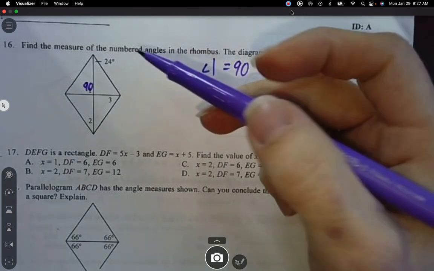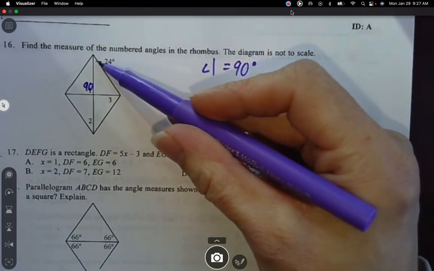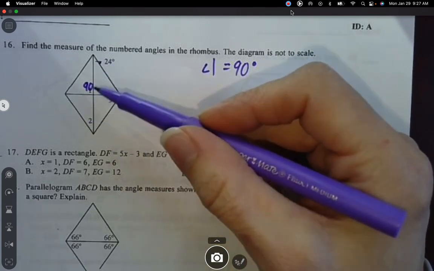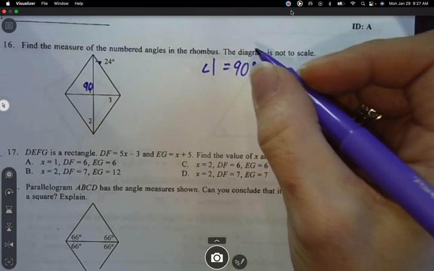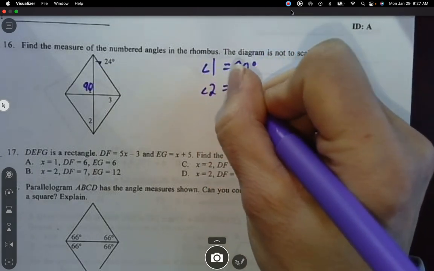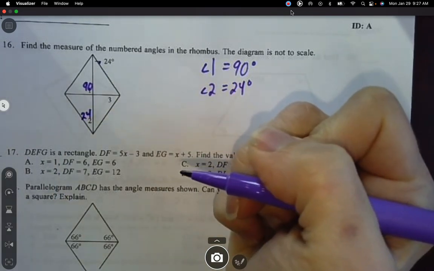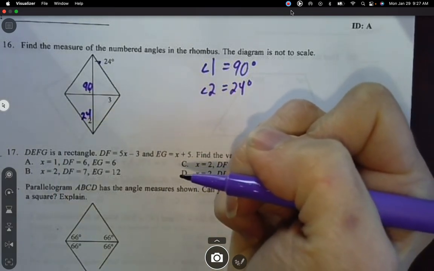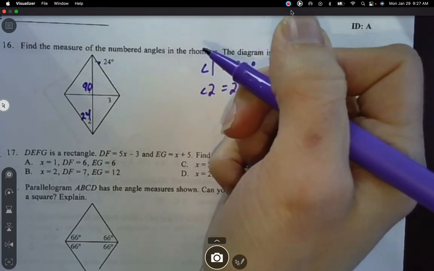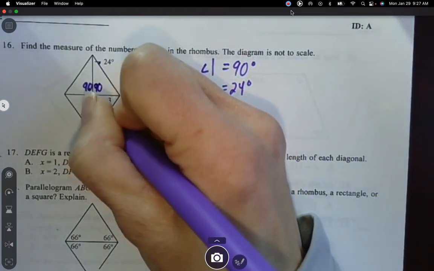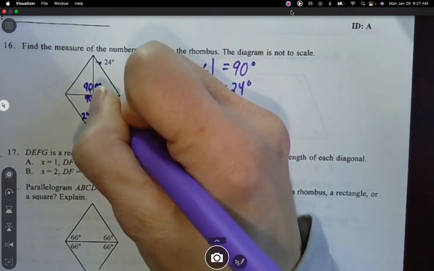If, let's see, this one's 24. What's this one? What's angle 2? Those are alternate sides, so it's also what? Yep. So angle 2 is 20. Just put 90 on the other side. So like right here, yeah. 90. That's 90. That's 90. All those are 90.